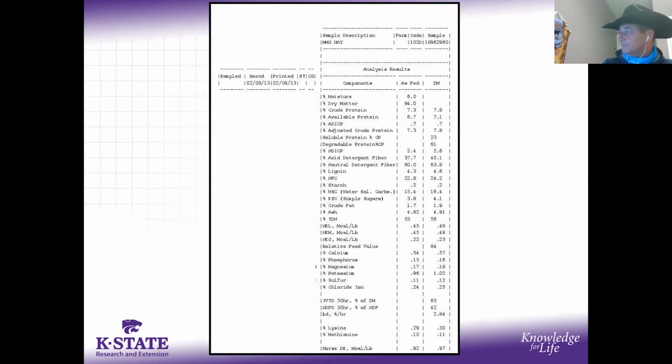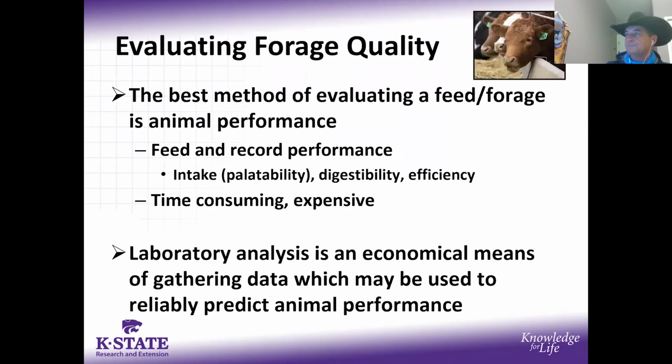So right here on the screen is an example of a forage analysis report. Sometimes these things can be a little overwhelming, especially when we're talking about as fed or dry matter or acid detergent fiber. Some of these terms might not be familiar to you. So that's what this presentation is all about: we're going to discuss the basic analytical procedures and hopefully define some of the more common terms that are used with a forage analysis.